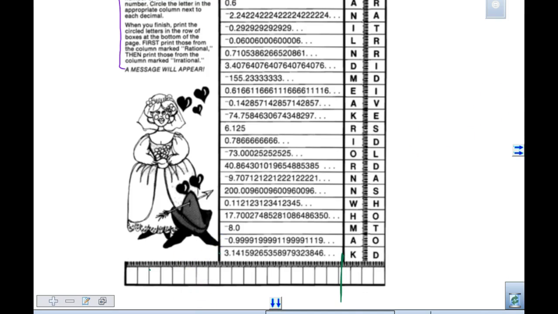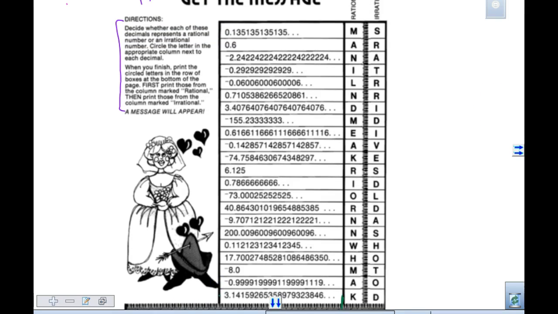So reading the directions, if you would please, Ellen. Decide whether each of these decimal groups represents a rational number or an irrational number. Circle the letter in the appropriate column next to the decimal. So you need to look really carefully. So we're starting with the first one. I want you to just kind of look at the first ones through about down here and just try and circle which letter. Is it rational or is it irrational?